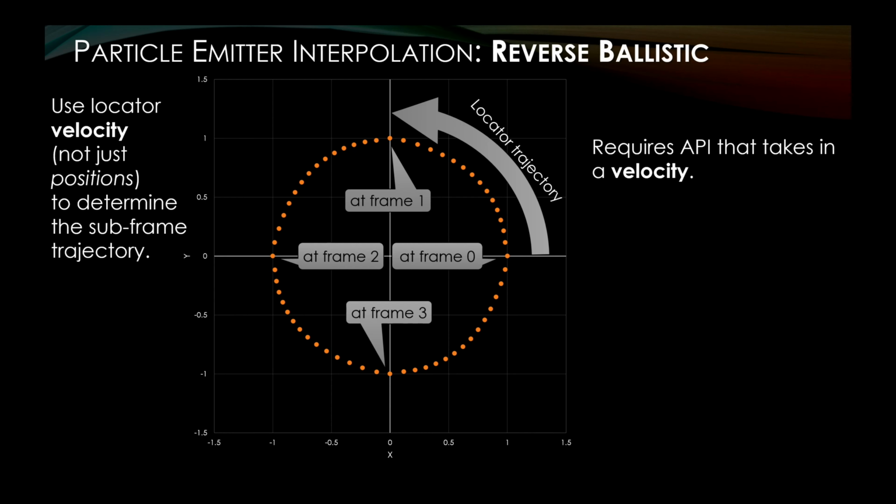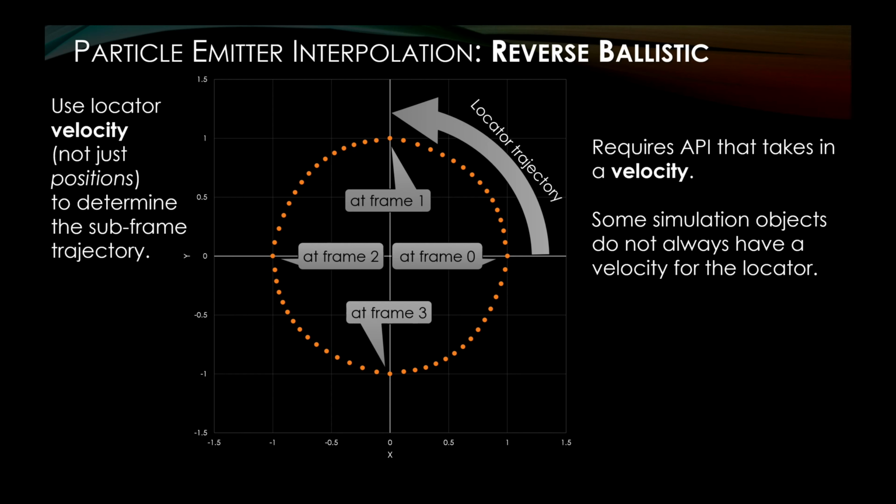So in all of the stuff I've talked about before, the API only needs to know where the locator is at each frame. In this case, you have to know both where it is and also the direction and speed that it's traveling. That might seem simple, but the problem is you don't always know what the velocity is of a locator. You might only know where it has been in the current and previous frames. And you could always estimate what the velocity is, but that's essentially what the Lagrange polynomial is sort of doing anyway.